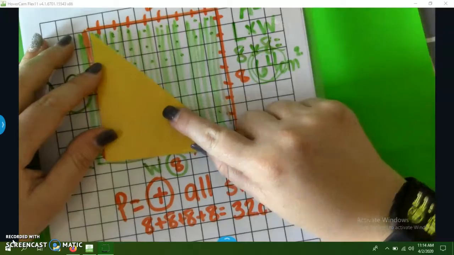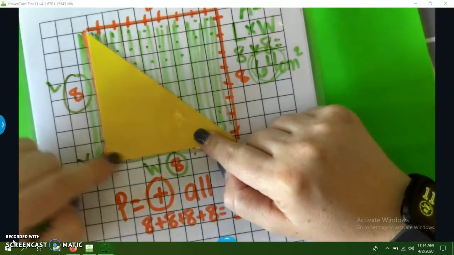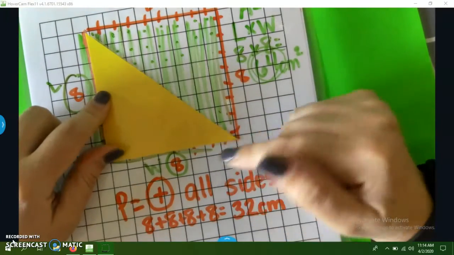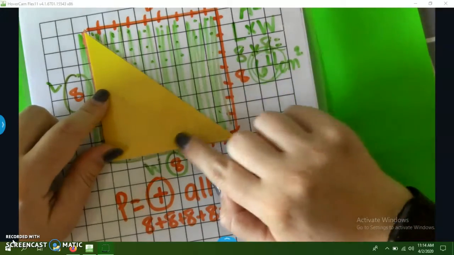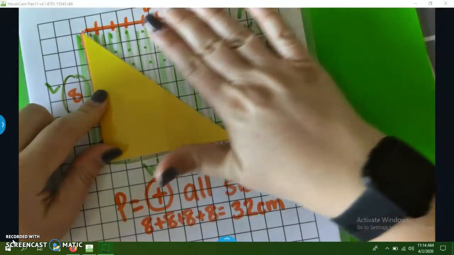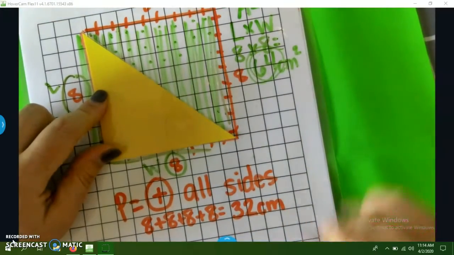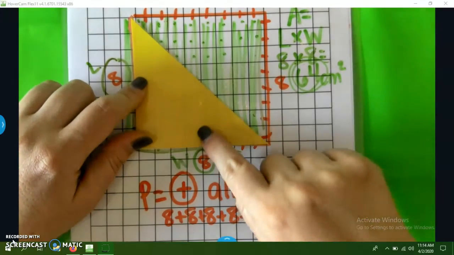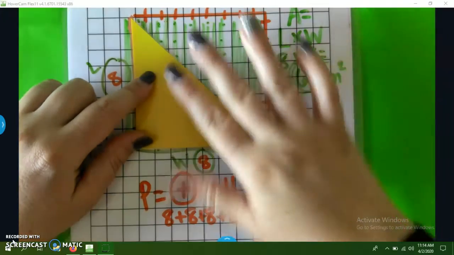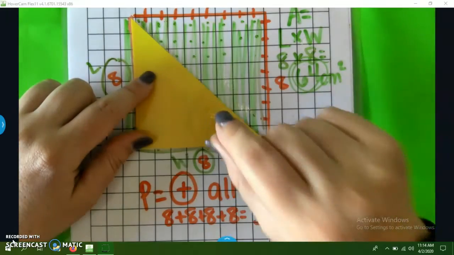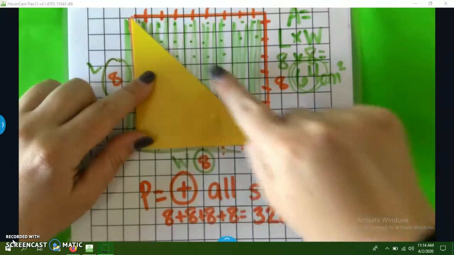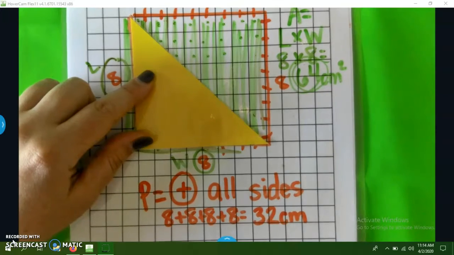If I did one side times the other, I would actually be telling you something I already told you. I'd be telling you 8 times 8 is 64, but this triangle does not cover all 64 of those squares. So what you want to think about here is how much of the square the triangle covers. The triangle only covers what?